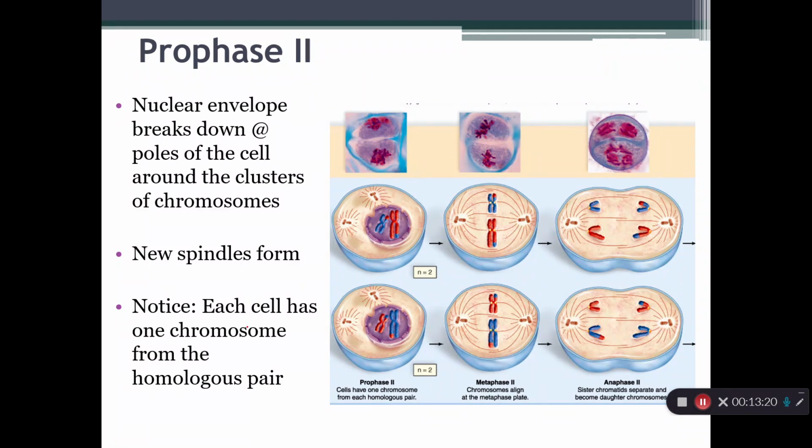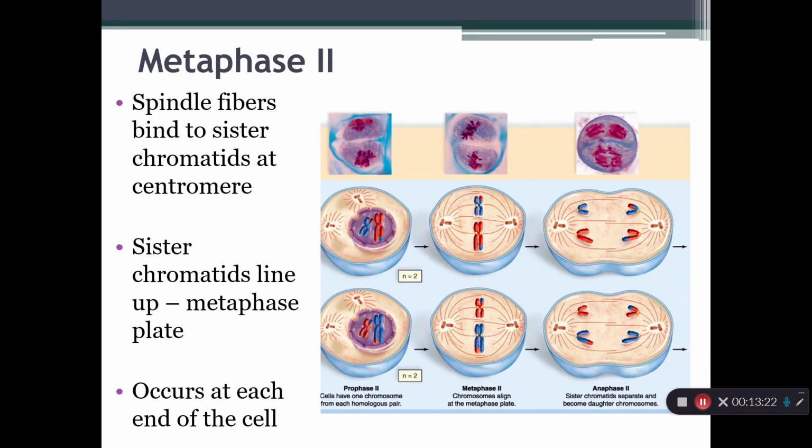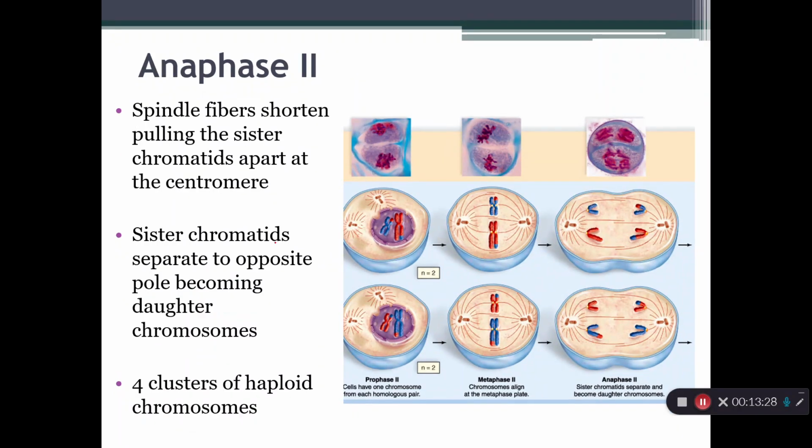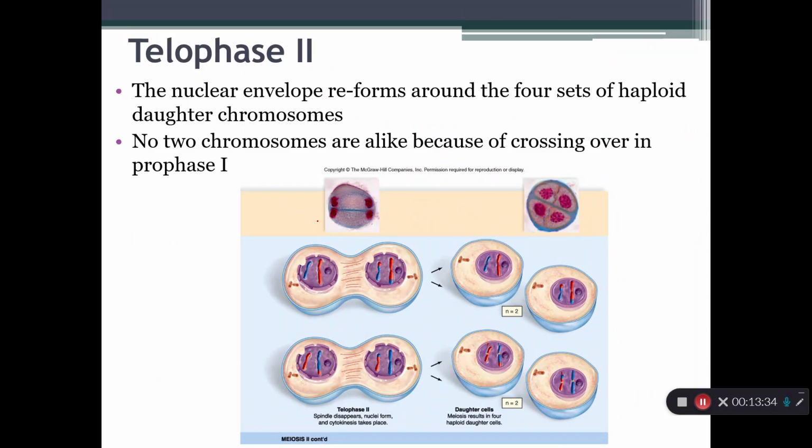Each cell has one chromosome from the homologous pair. In metaphase, they line up at the metaphase plate. In anaphase, the sister chromatids start to pull apart. That's what you can see in that picture. Telophase, the cell membrane starts to break apart. You've got that cleavage furrowing again.